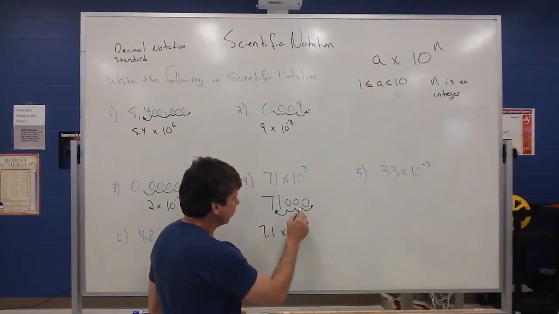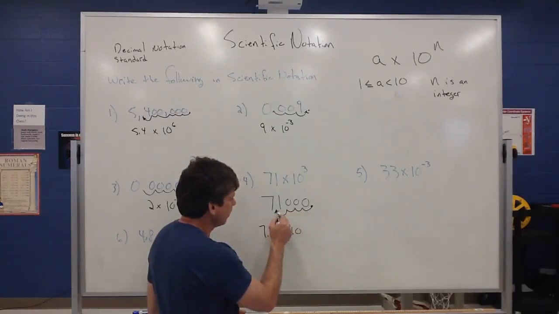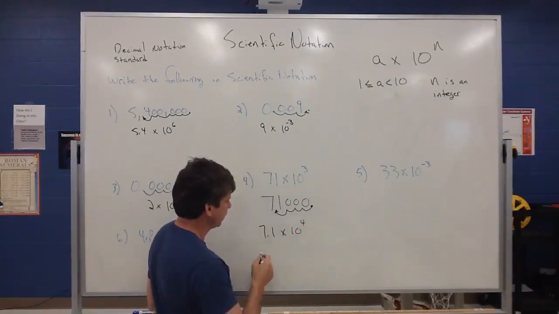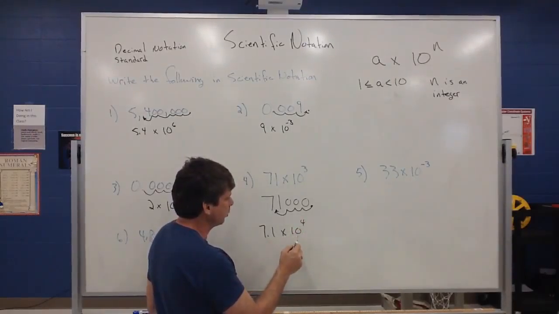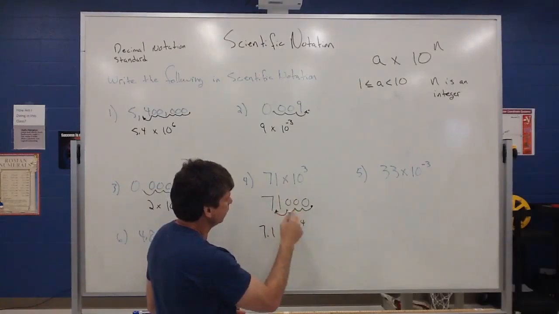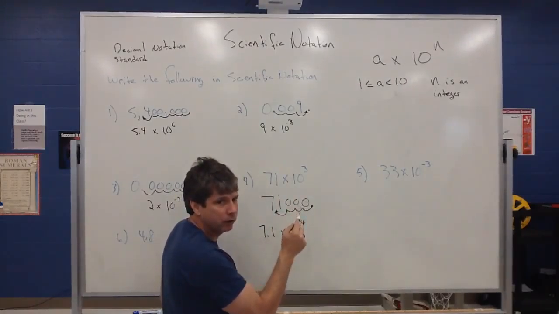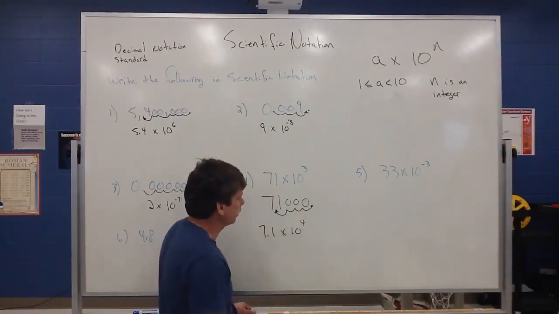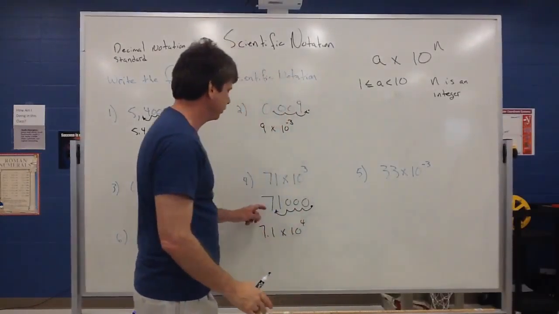Now notice how we lost 1, 2, 3, 4 spots. So I got to put those back in by putting a 10 to the 4th there. So 7.1 times 10 to the 4th would be the same thing as 71,000. Because remember, that means you're going to multiply by 4 tens. And if you multiply by 4 tens, that's going to slide the decimal 4 places to the right. And that would give you your 71,000.